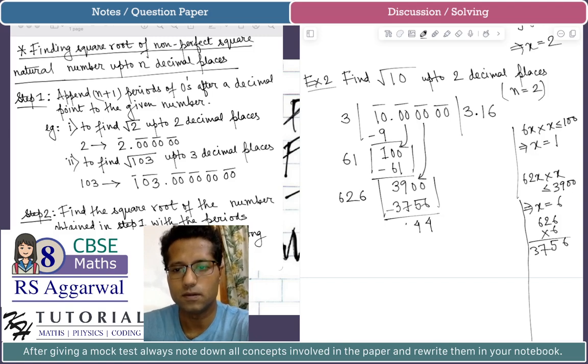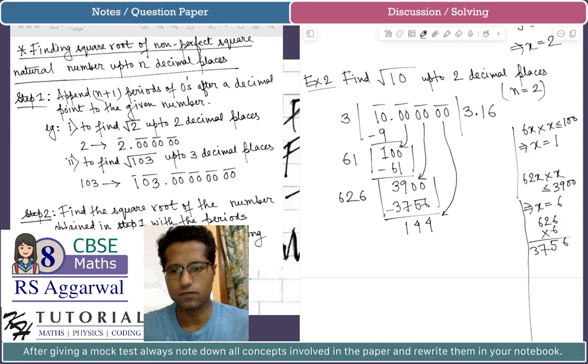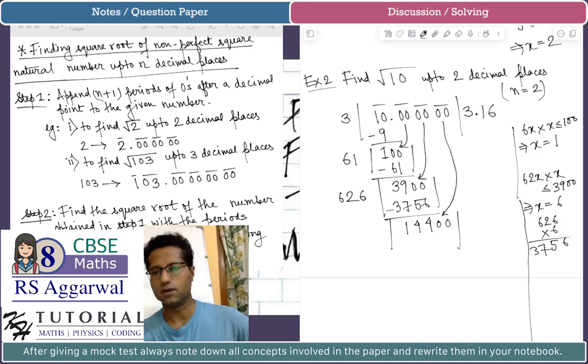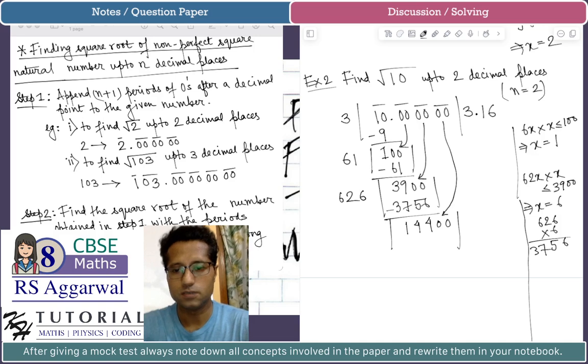Now we have one more period left. We bring down the next period, append it to the remainder 144. It becomes 14400. This becomes the new dividend, and the next partial divisor becomes whatever the current quotient is multiplied by 2 ignoring the decimal point. That is 316 multiplied by 2, which is 632.